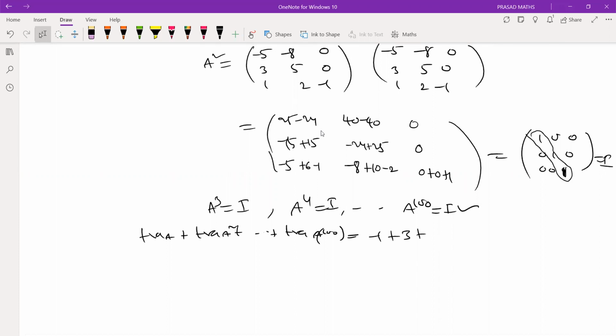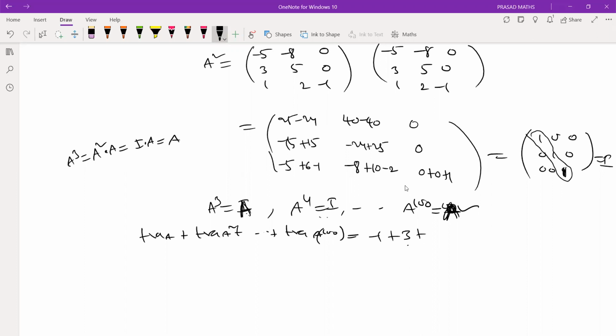Next, trace of A power 3. What is A power 3? Sorry, I forgot. A cube is nothing but A square into A. What is A square? I into A. This is nothing but A. What is A power 4? I. A power 100 means I. So A power 3 is nothing but A. What is A square? A square is nothing but I.